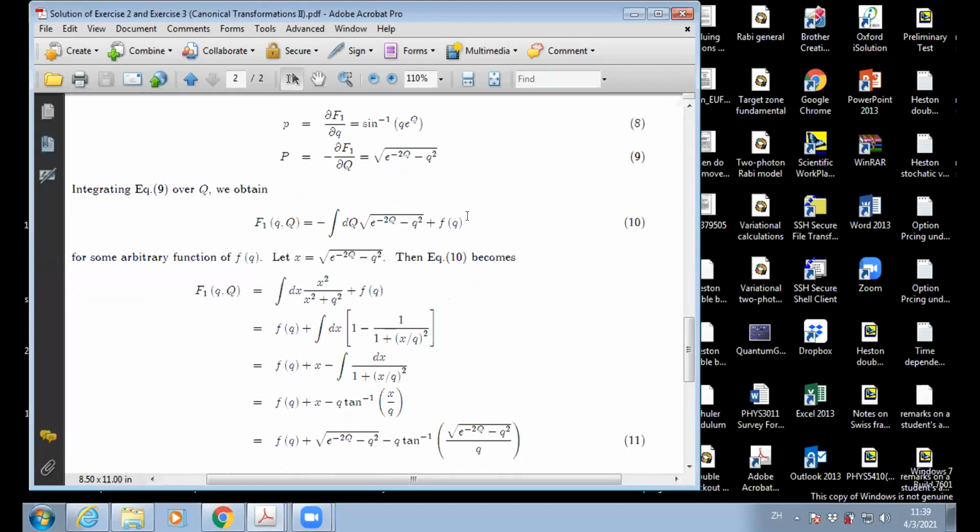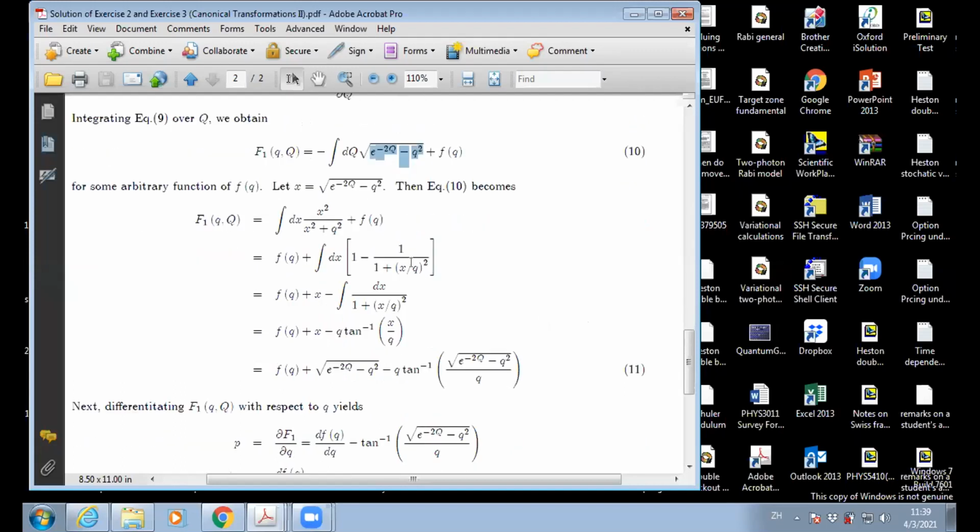And this f(q) is an arbitrary function, which is basically the integration constant. So I let x equal to the integrand. Then equation 10 can be rewritten as this. By a change of variable, the integral will be rewritten as this. Now this integral can be performed easily.